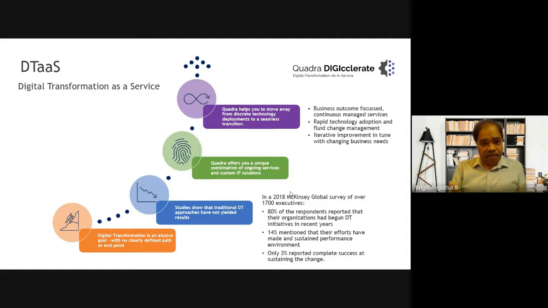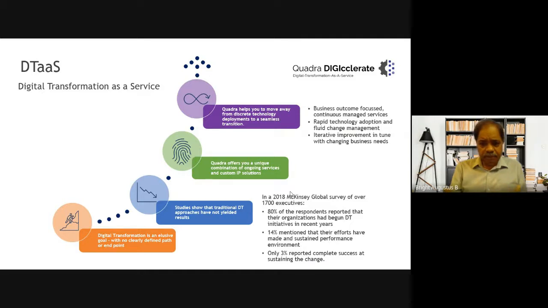If your organization can make decisions really well with the help of information that is available to you, it's nothing like it. You need that. We are here to help you transform your traditional enterprise into an intelligent enterprise where decision makers are enabled with enough information that they can make the best decision ever for all your business goals. Starting from this elusive digital transformation goal, no clearly defined path and no clearly defined endpoint. All right, we can take you through the journey. We can help you to move away from discrete technology deployments to a seamless transition.